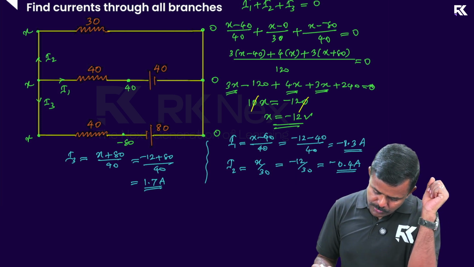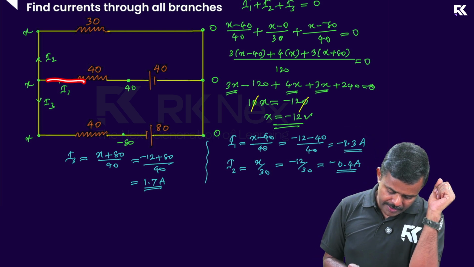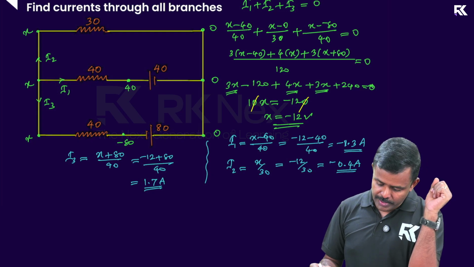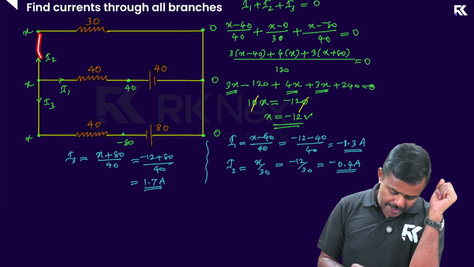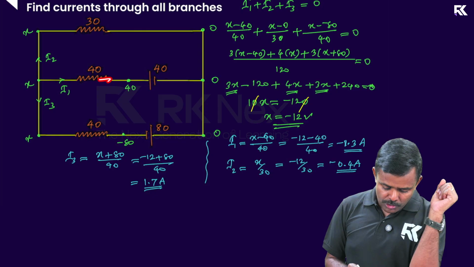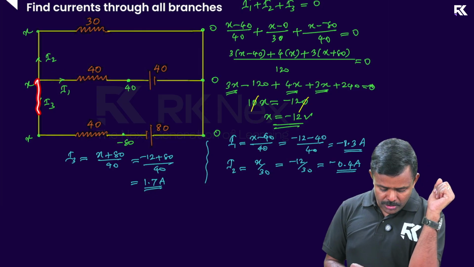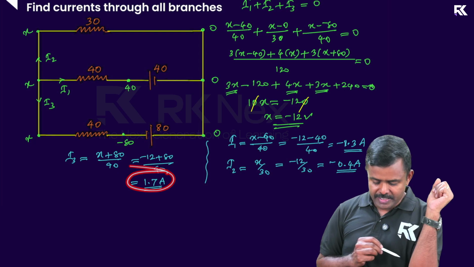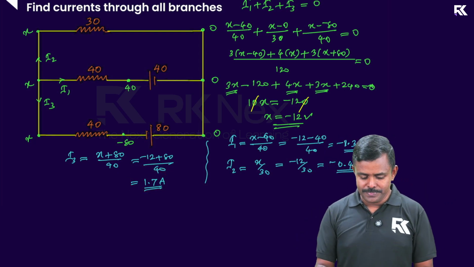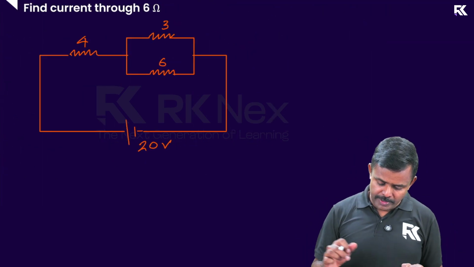Look at that. First current is what? I1 is minus 1.3, coming this way. Then minus 0.4, it is coming this way. So 1.3 is coming this way, 0.4 is coming this way. They join together to become 1.7. That's correct. Okay. Moving to the next one now.